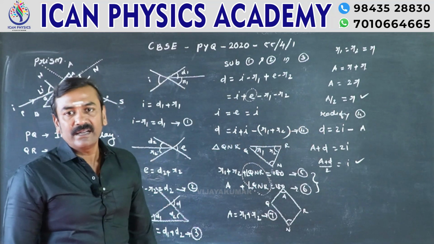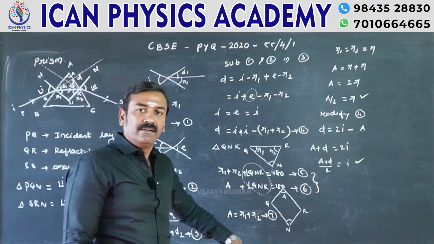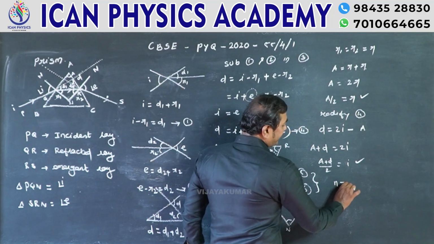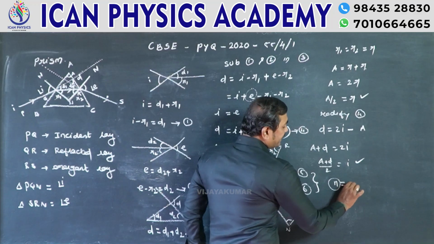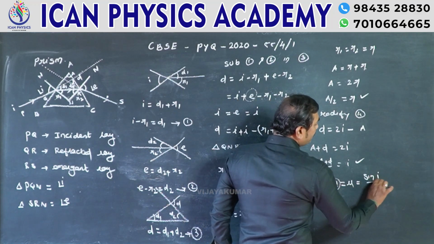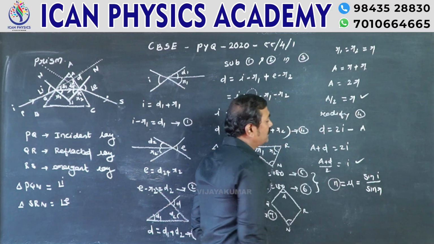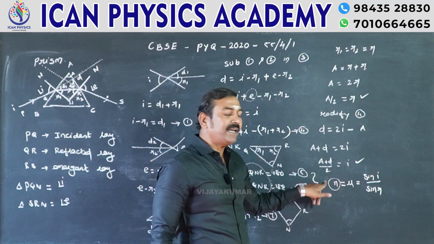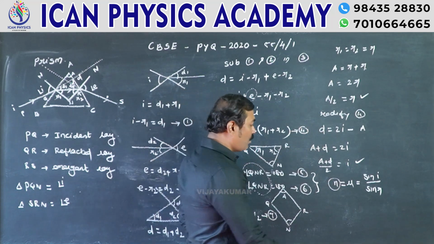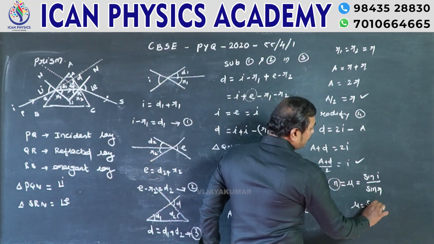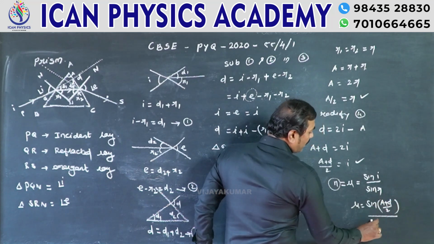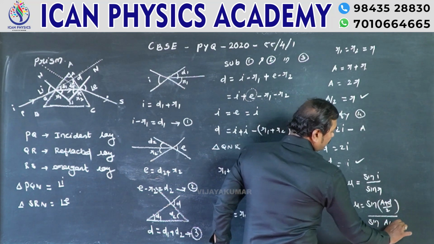So from that we can write Snell's law. What is Snell's law? The refractive index, which can be taken as mu, is equal to sine I by sine R. So what is I? A plus D by 2. So this formula can be written in three different forms. How can we write it? That is mu equal to sine of A plus D by 2 divided by sine of A by 2.